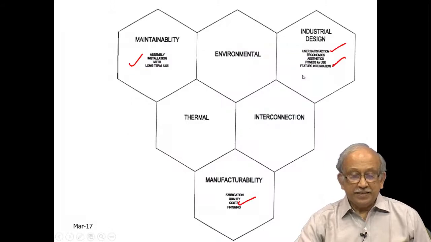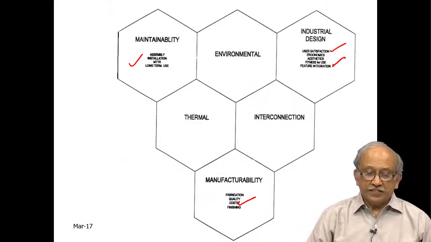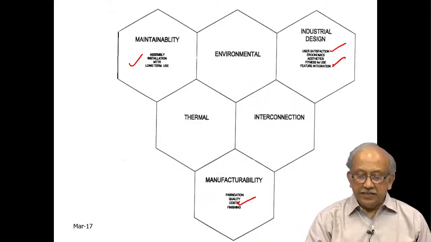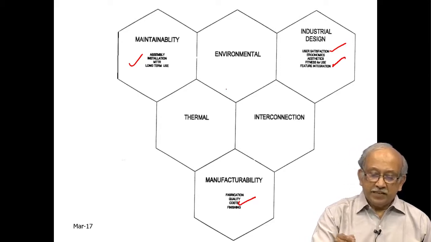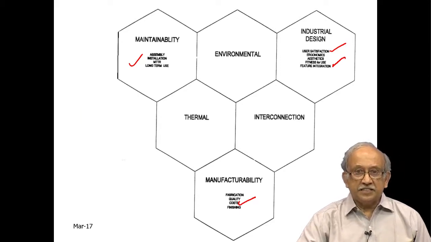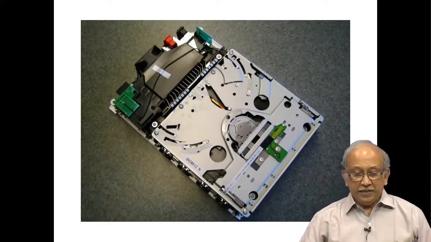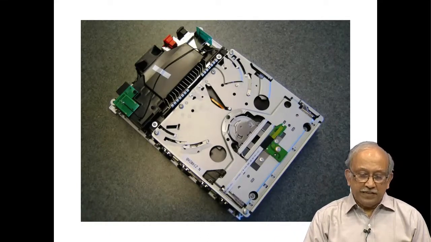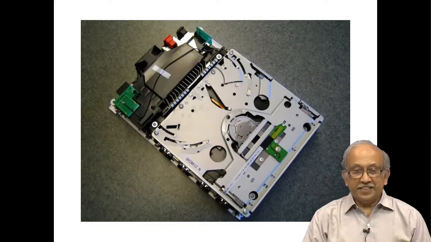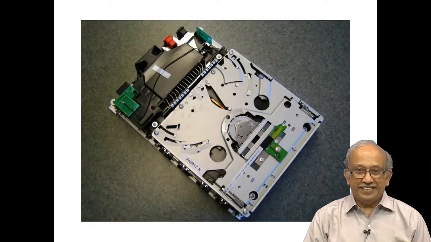Now coming back, if you remember, we have the 4 things we have talked about: maintainability, ID and manufacturability. Then we wanted environmental, thermal and interconnection. This is actually the core of my course. Now I will get back to typically something you are likely to find in your house. This is a Nintendo Wii.